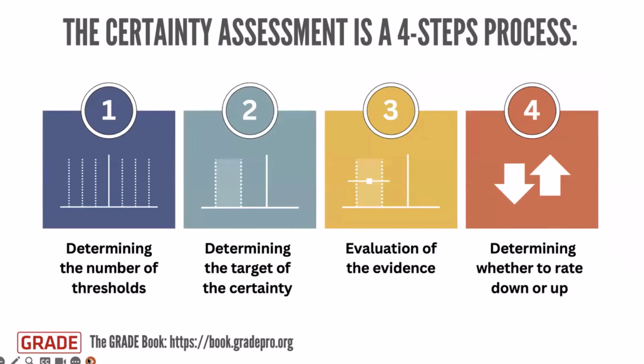So this is the approach we are proposing in the book, and it's very similar to other approaches that have been developed in the latest years. So first, you determine the number of thresholds you're going to use, where those thresholds are, and identify your target, so which effect we are really rating our certainty for. You evaluate the evidence, and then you decide whether to rate down or not.